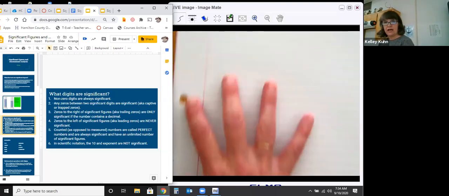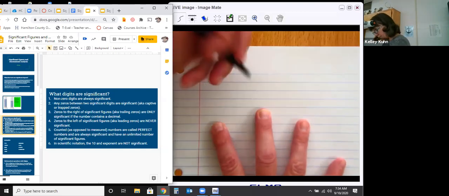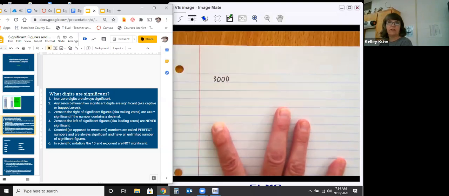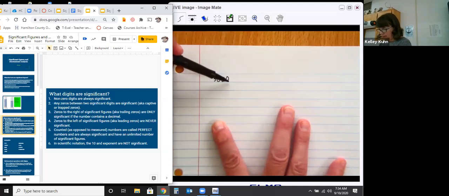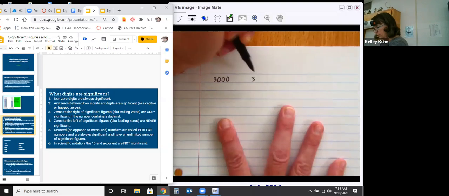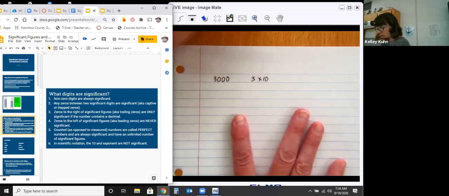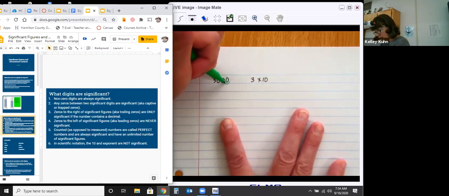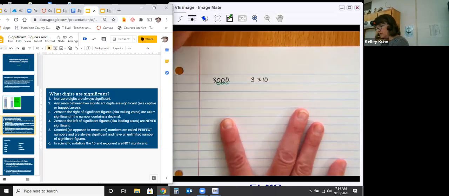So let's say that I had this number, 3,000. If I wanted to write that in scientific notation, I move the understood decimal 1, 2, 3 until there's one number to the left of the decimal. So this would be 3 times 10 to the, I'll use this different color, 1, 2, 3. So this is 10 to the third.